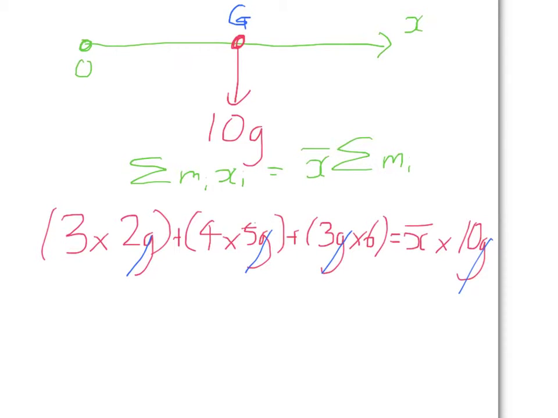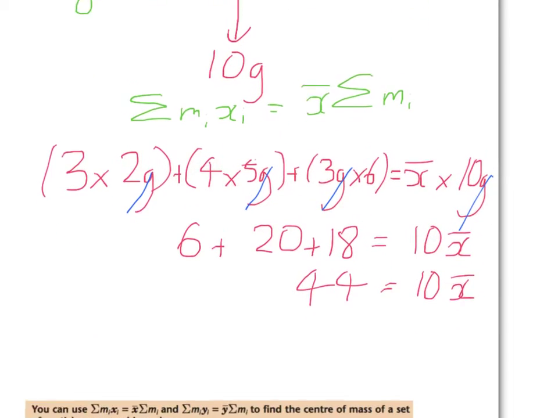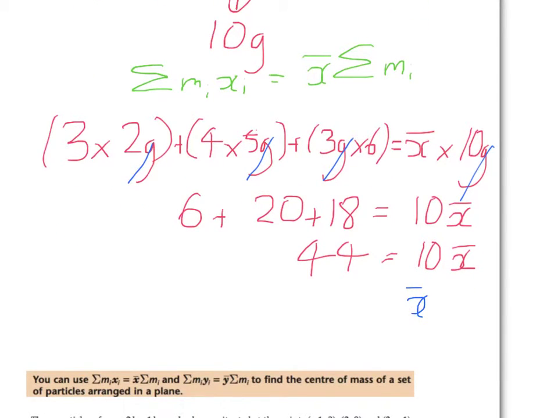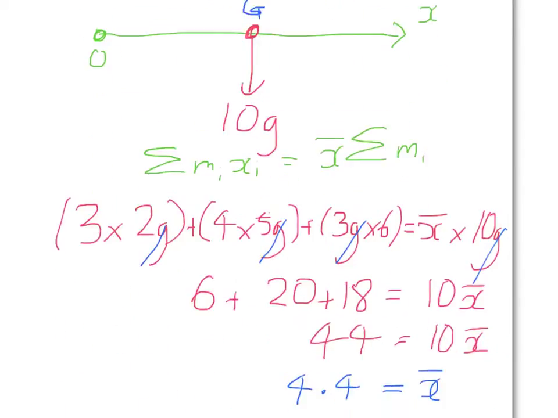So 3 times 2 is 6, 4 times 5 is 20, 6 times 3 is 18, and on the other side we're left with 10 times the centre of mass. Add up the parts on the left hand side and you get 44, and that is equal to 10 times the centre of mass. Then obviously, divide both sides by 10, and we have a centre of mass of 4.4. What this means is that this centre of mass is 4.4 away from our origin, which is what we really need to identify each time. So it's actually a coordinate of (4.4, 0) because we're looking on the x-axis.